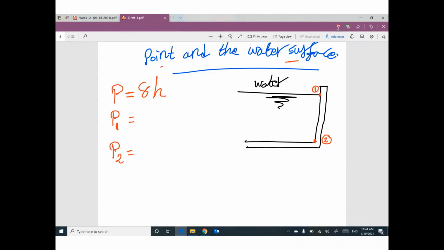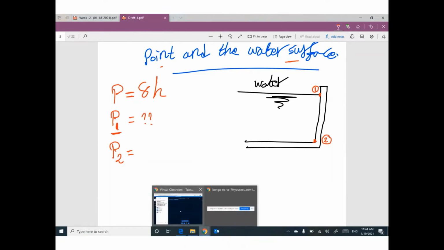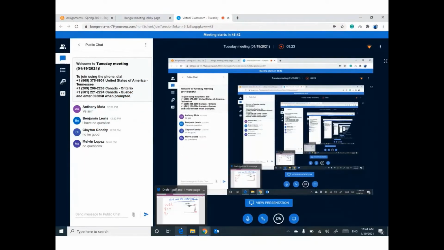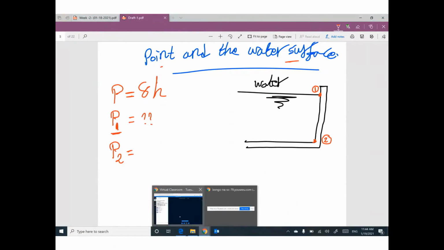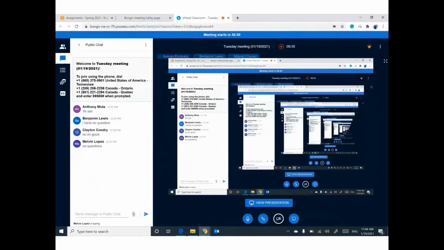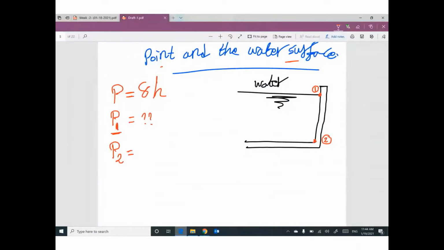I have a question. Can anybody tell me what is the value of pressure at point 1? What is the value of P1? What do you think? Any answer? Any answer, guys? What is the pressure at point 1? Okay, thank you, Melvin. 0.